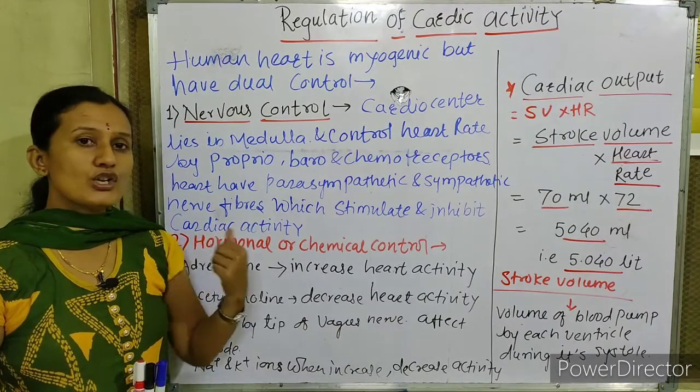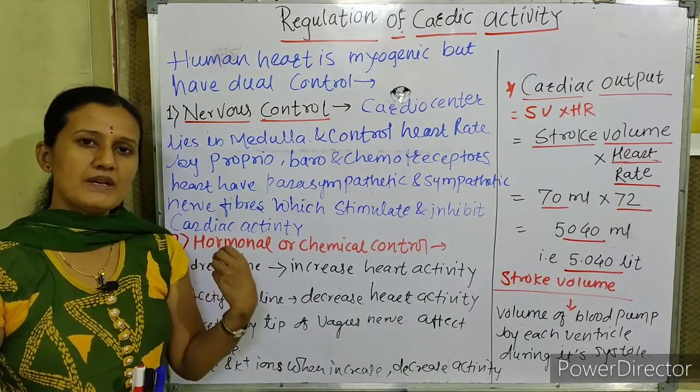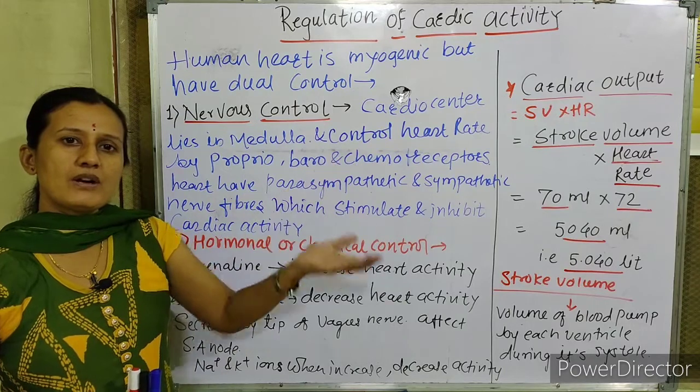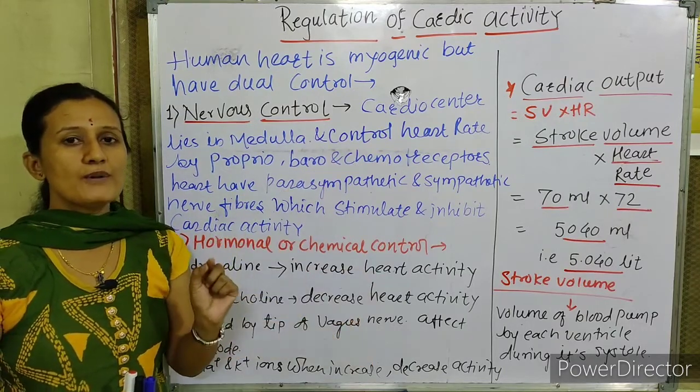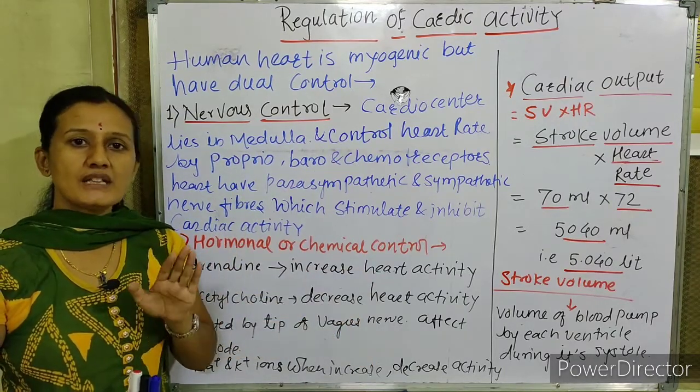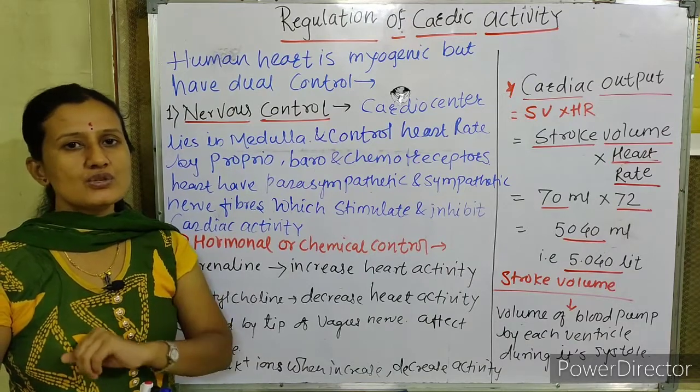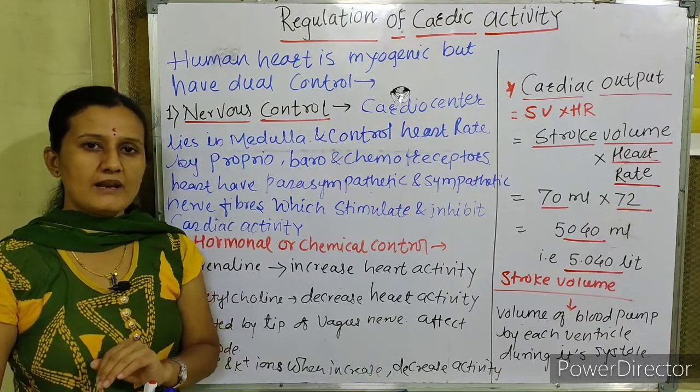And the volume of each ventricle, maybe deoxygenated blood, maybe oxygenated blood. The volume of blood pumped by each ventricle during their contraction, during their systole, is 70 ml.